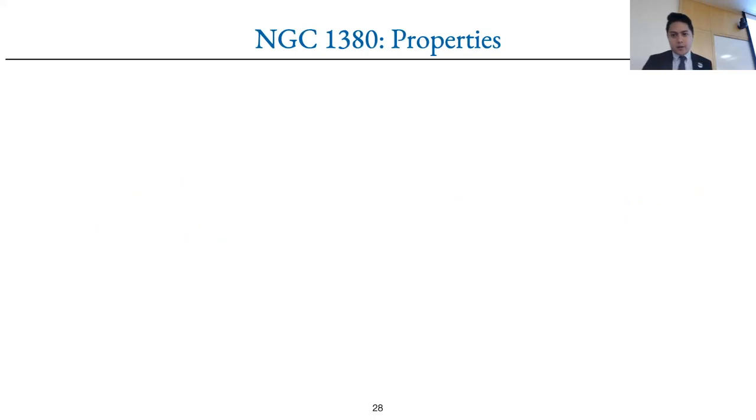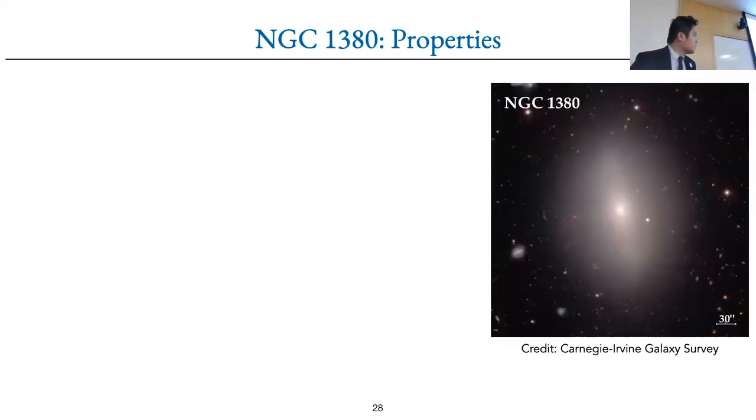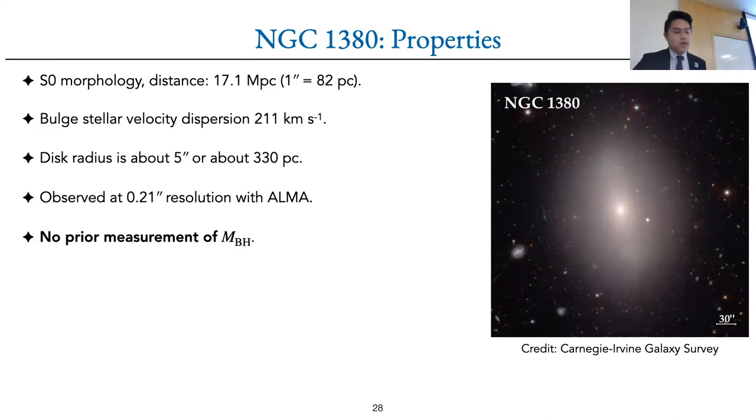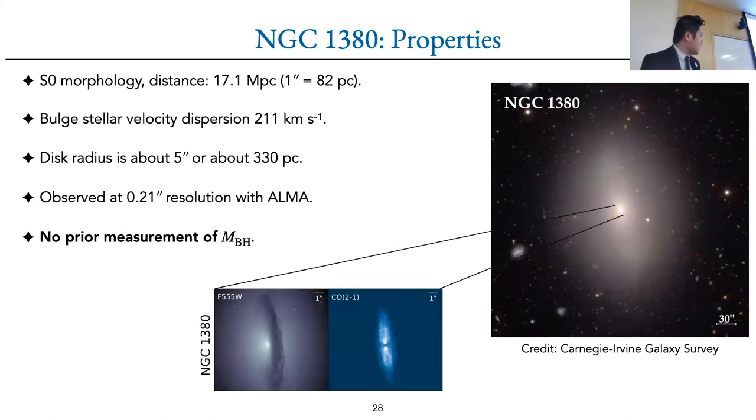First up, we'll talk about NGC 1380. This is an early type lenticular galaxy shown here in the Irvine galaxy survey. If we zoom into the very center, we have a nice round circumnuclear dust disk that is traced by the molecular gas as seen here in the CO 2-1 emission. And this is a target that had no prior measurement of its supermassive black hole, so that would be a great idea to try and be the first to do so.